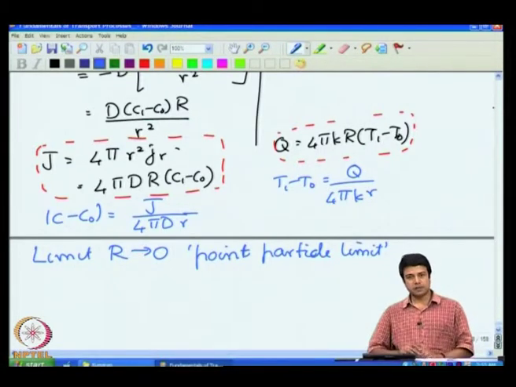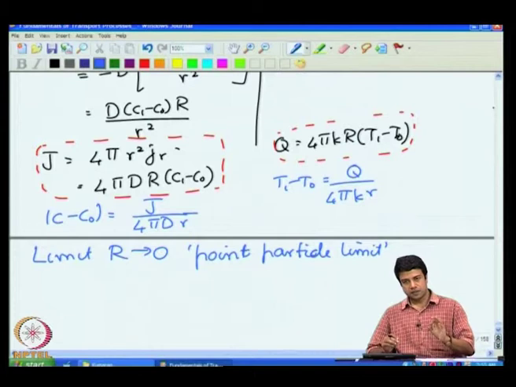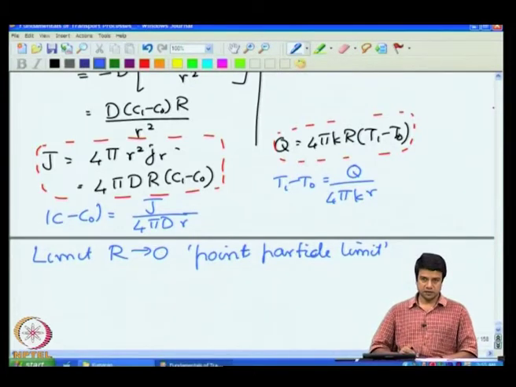It is called the point particle limit. In the limit as the particle shrinks to a point, even as R goes to 0, provided the mass flux or heat flux from the particle remains a constant, I am sorry, provided the total amount of mass or the total amount of heat coming out of the particle remains a constant, you will still get this temperature or concentration field. Okay. So, this is the point particle limit.